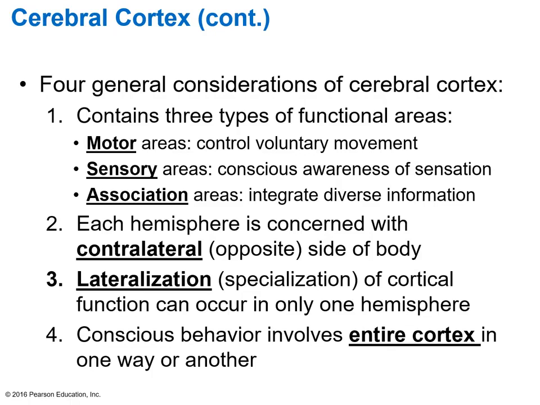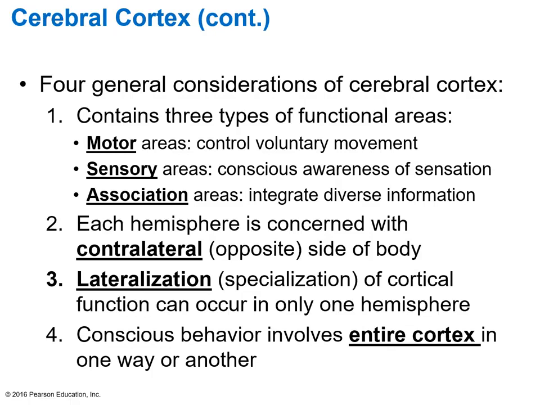When you are looking at the cerebral cortex, you have to think of a couple things. It has 3 different types of functional areas. You're going to have motor areas that involve voluntary movement. It's going to have sensory areas where you become consciously aware of a sensation, whether it's vision, smell, pain, whatever. Association areas, that's where you have a lot of information coming into the brain and you have to analyze everything that's coming in and interpret it before you can send out a response to the motor area.